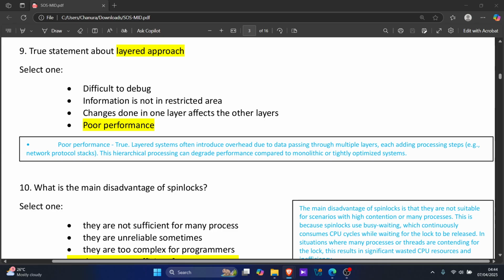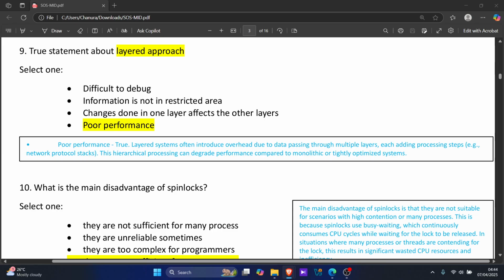1. Difficult to debug. I'm not sure. On one hand, layers can isolate functionality, which might make debugging easier since you can test each layer independently. But maybe if a problem spans multiple layers, it could be harder to trace through each layer. I need to think more about this.